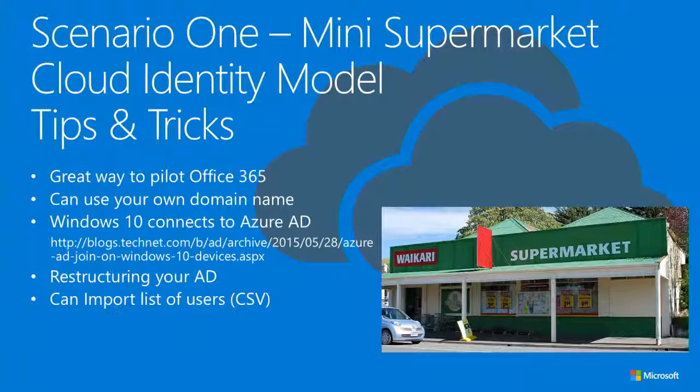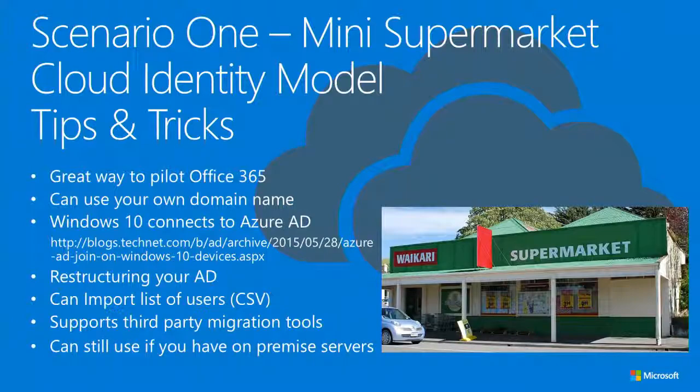You can import a list of users, so you don't have to sit there and create 30 or 40 users one at a time. You can create a CSV with all the details you need and just import that in, so you can make it quick. And it supports third-party migration tools. So if you're using something like Skykick, or some of the other third-party tools, or maybe doing a manual migration, maybe just importing some PSTs, that certainly works well.